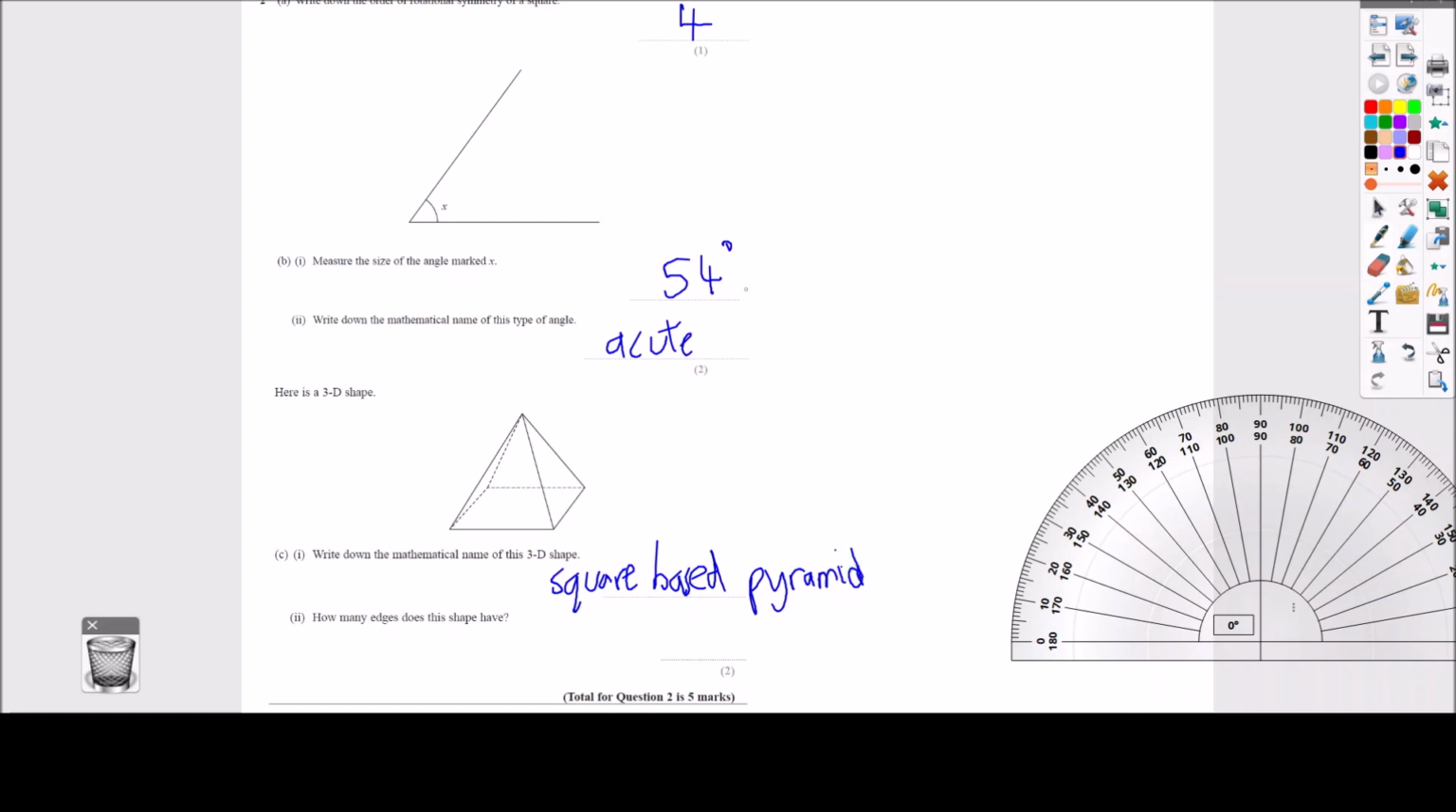Right, how many edges does this shape have? Edges is just like edges in real life. It's obviously got 4 edges along the bottom going around the square, and then you've got the 4 diagonal lines going up to meet at the top. So that's 4 plus 4, so it's got 8 edges in total.